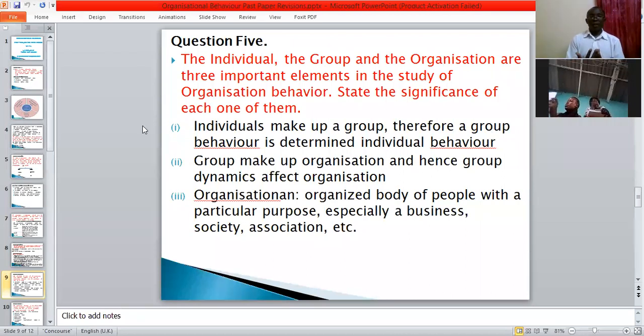Okay, so let's look at an individual. As we have explained, you understand that you cannot have a group unless they are members. Not so? Yes, sir. That is the significance. The significance of an individual is that they are the ones who make up a group.